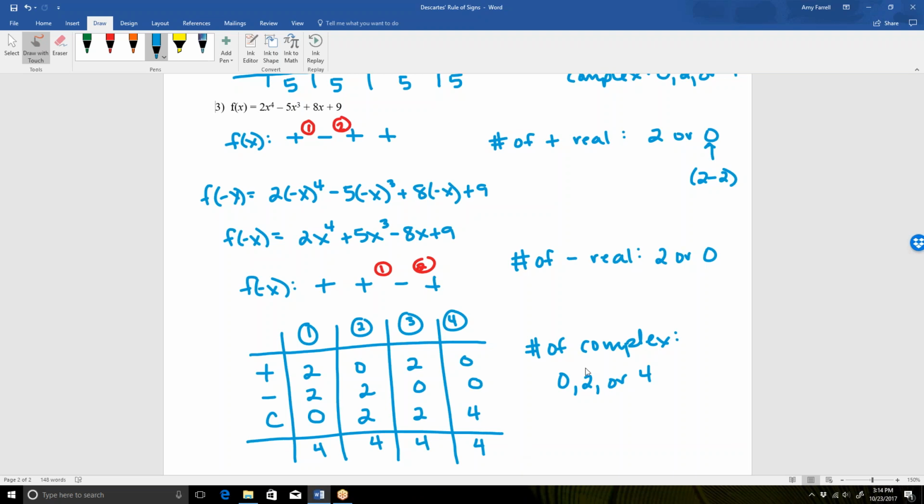All right, so once again, this rule is kind of neat. It tells you the possible numbers of positive real and negative real solutions, from which then we can find the number of possible complex solutions. However, it doesn't tell us what those solutions are. It just gives us the possibilities.